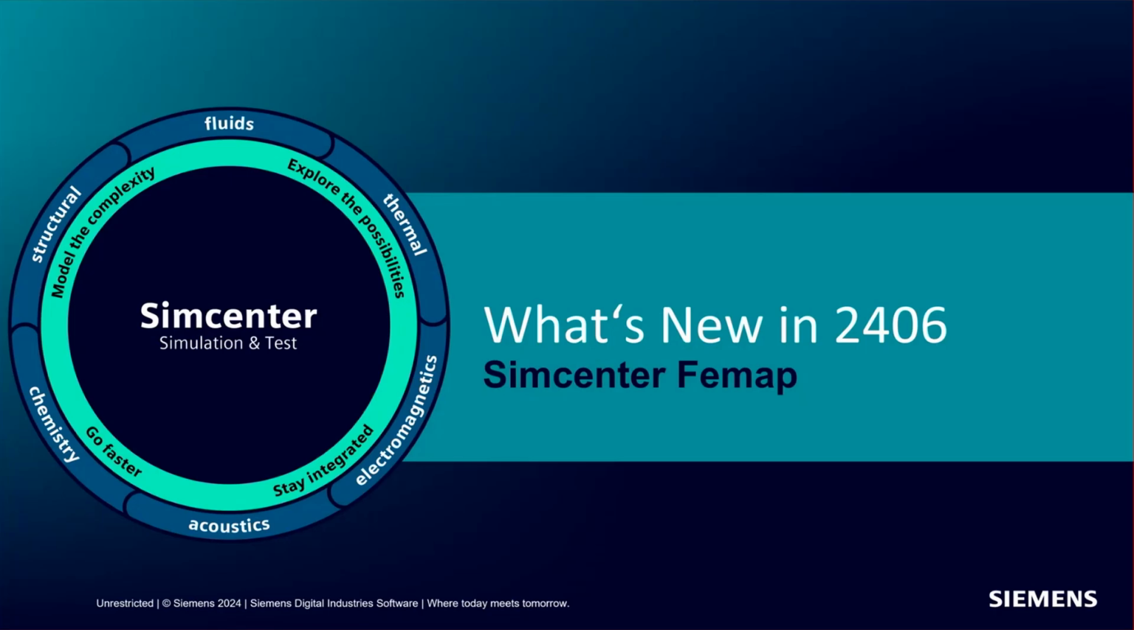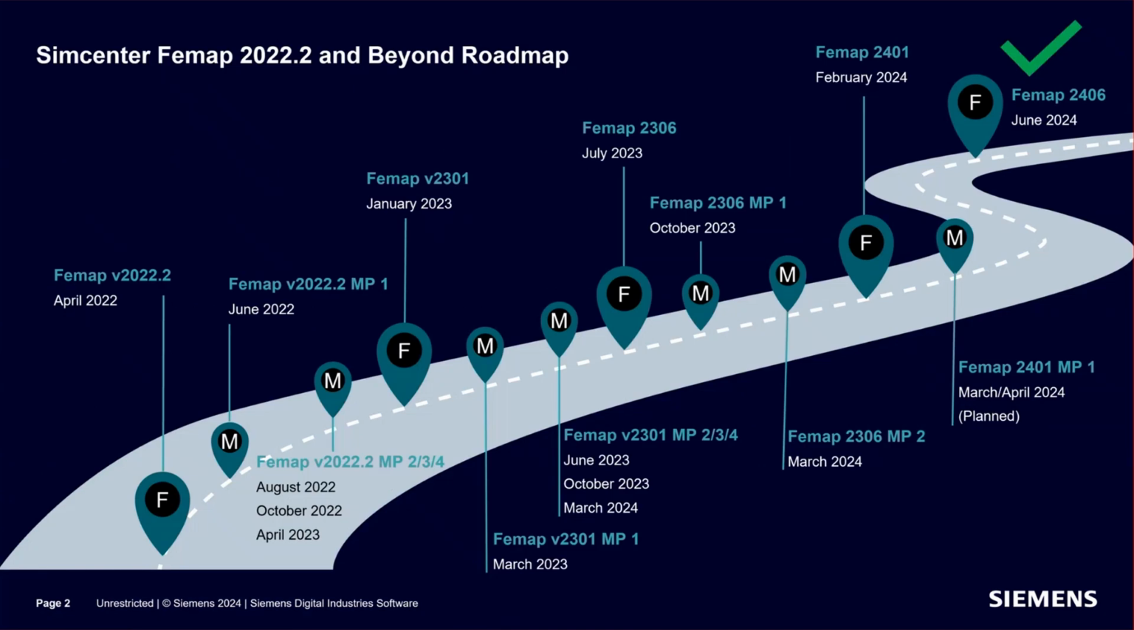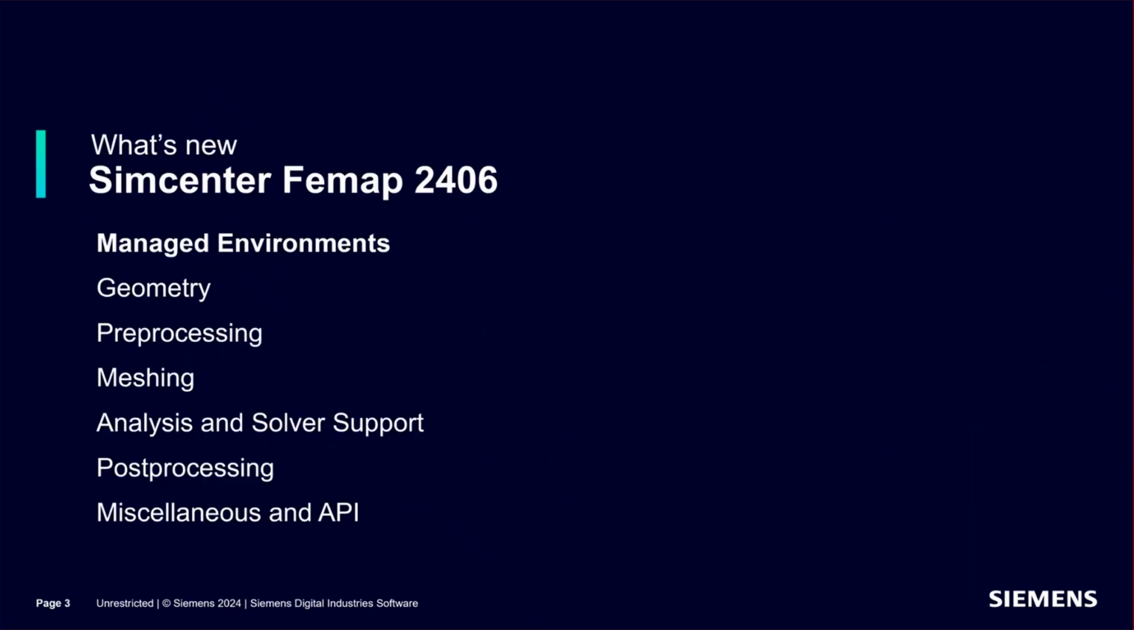Okay. So 2406, you're the first people who are seeing this. It comes out next week, hopefully. It was a very, very short release cycle. We had to do it to get on to the same release cycle as our brethren in Siemens, or simulation and test software at Siemens DI.